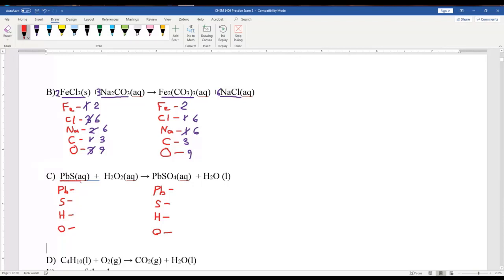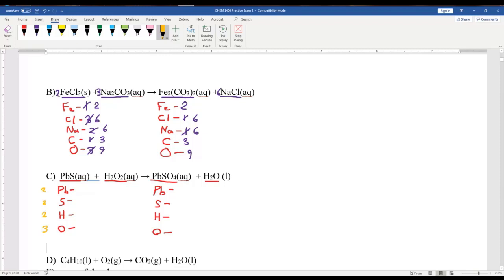In how many compounds does lead appear? Lead is 1 on the product side, 1 on the reactant side. So a total of 2, right? Uh-huh. So 2. How many compounds does sulfur appear in? Also 2, the PbS and the PbSO4. What about hydrogen? Yep, also 2. And what about oxygen? Oxygen appears in 3 places.